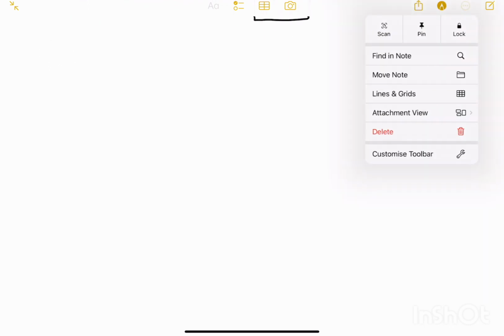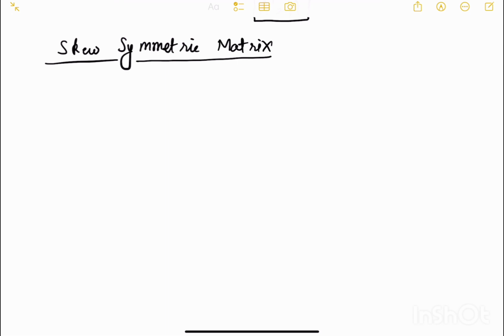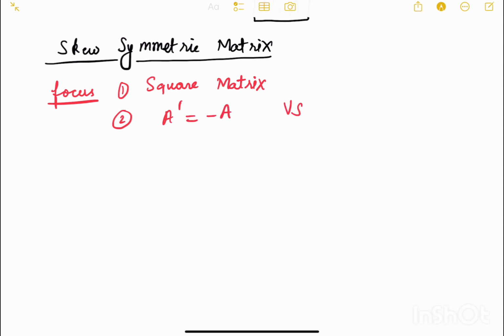Okay. Now let us focus on what we mean by a skew symmetric matrix. In a skew symmetric matrix, again we will focus on a square matrix. There is no change in terms of the initial idea which we have discussed in the symmetric matrix. But the additional condition is that the transpose of the matrix is equal to minus A. If you compare it with the symmetric case, it was A dash is equal to A, right? But in the skew symmetric case, my A dash will be minus of A.